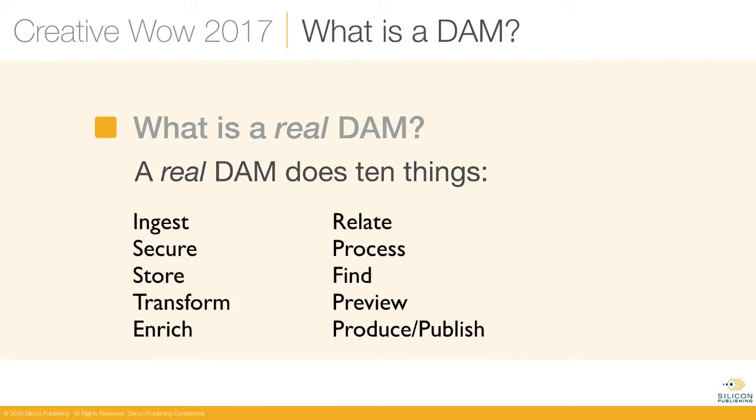things. It must ingest assets, secure assets with access control levels, store assets as well as their metadata, transform assets, for example by making thumbnail renditions, enrich assets, typically by adding metadata, relate those assets, for example by having multiple versions of a single asset, process assets, supporting review and approval workflows, search for and find assets, preview assets, and finally, publish assets, including sharing and linking.